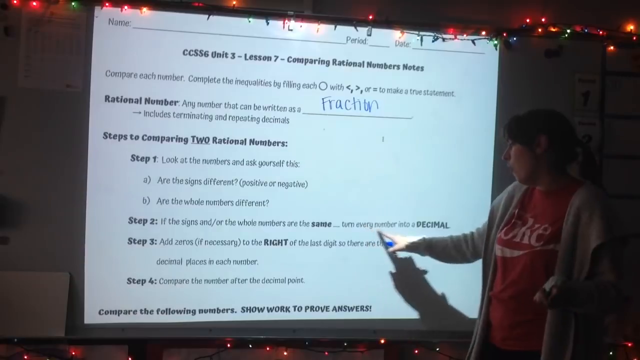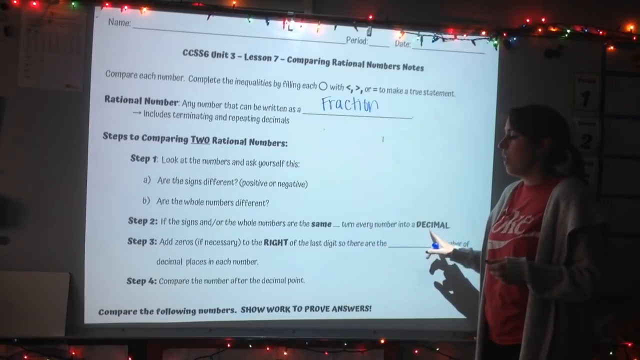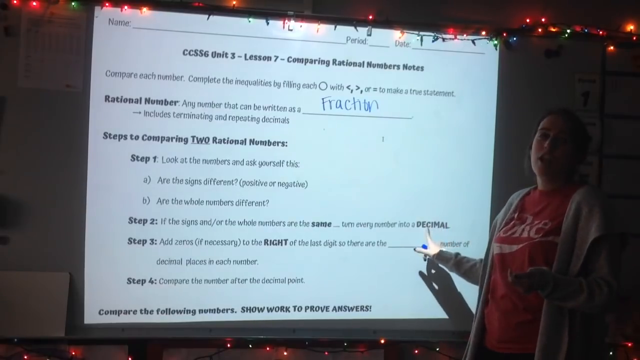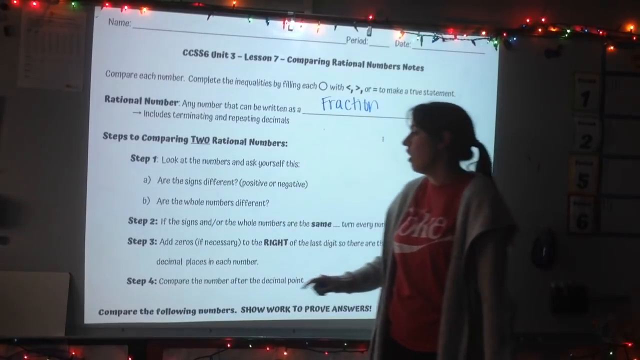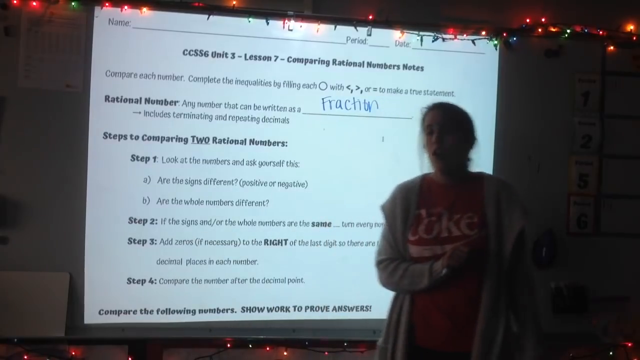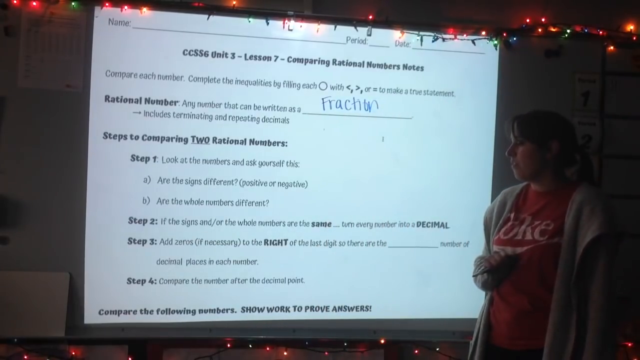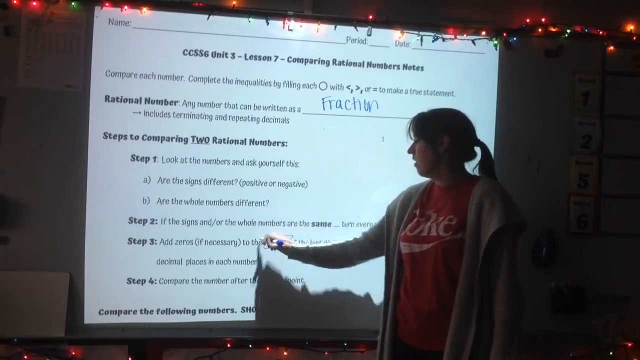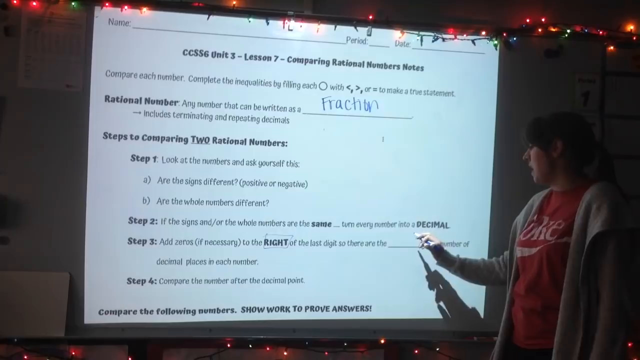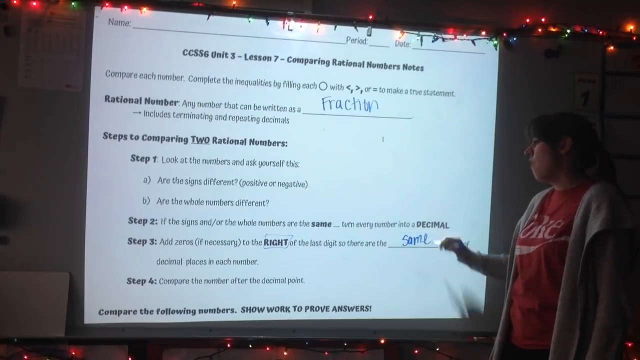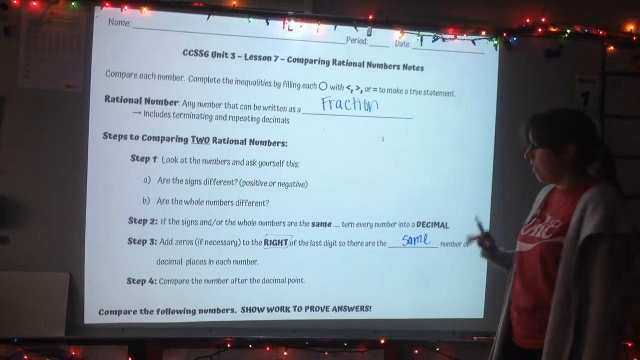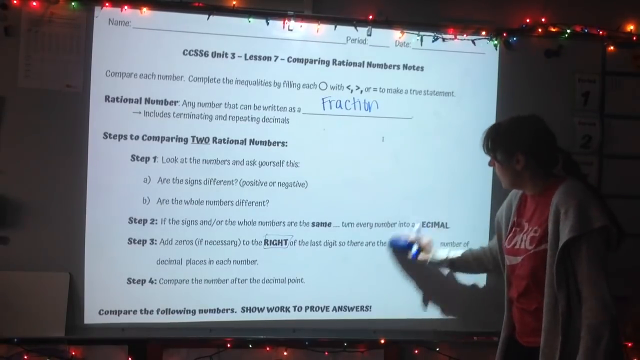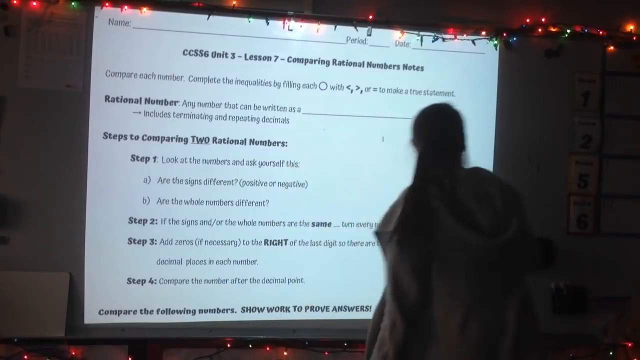What we are going to ask you to do is to turn every single number into a decimal. Obviously, if you know how to do it differently, that's fine, but this strategy really helps to make it a little bit easier. Once you've converted to a decimal, we have to make sure that they have the same number of decimal values. So we're going to add zeros, if necessary, to the right of the last digit, so there are the same number of decimal places in each number, and then after that we can just compare the numbers after the decimal point. So let's look at a couple examples.